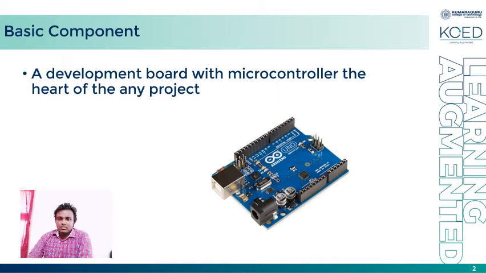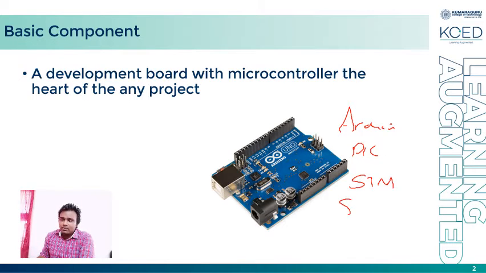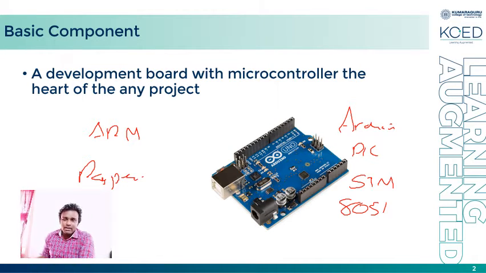The processors, the development board with a microcontroller, is actually the heart of any kind of embedded system or any kind of project. So it can be an Arduino board, or it can be a PIC, it can be an STM board, it can be an 8051, it can be an ARM board, it can be a Raspberry Pi, it can be any kind of processor that is actually needed.